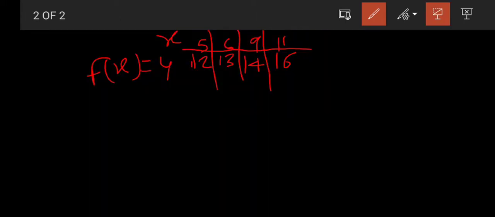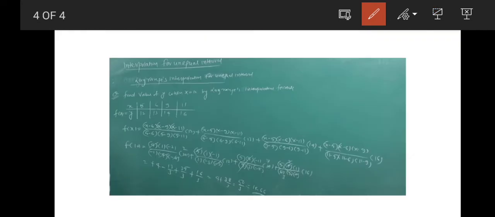method. The concept for Lagrange's interpolation method is that suppose you are given an interval with 5, 6, 9, 11 with values 12, 13, 14, 16. You can see that these are unequal intervals. 5, 6 is 1 and 9, 6 is 3, which means they are unequal intervals. So Lagrange's interpolation method comes into action at this time.